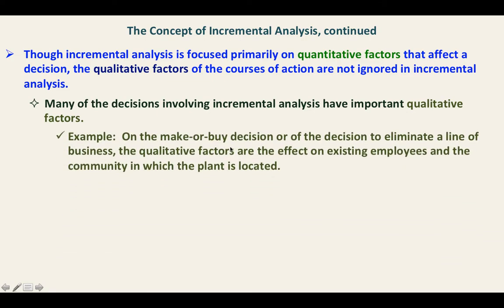Example, on the make or buy decision or the decision to eliminate a line of business, the qualitative factors are the effect on the existing employees and the community in which the plant is located. It can also probably have implications on other services or other products. So you have to consider all of these qualitative factors.